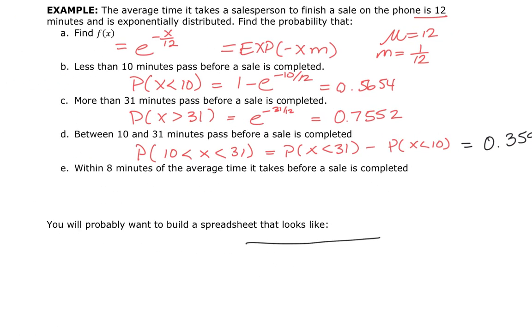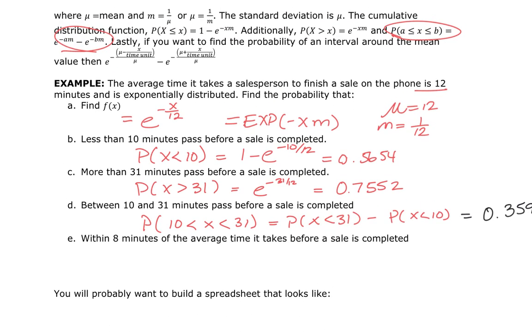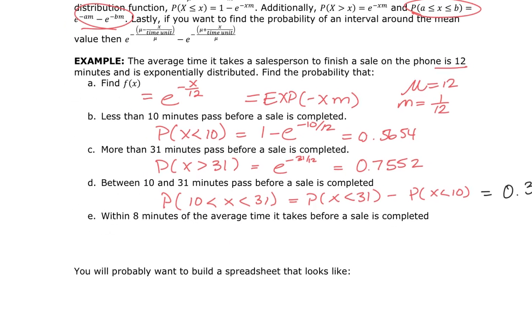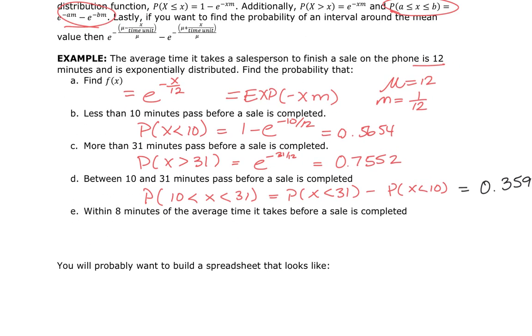Within 8 minutes of the average time it takes before a sale is completed. So this one is slightly different, and in fact what we're going to be using is this one here. If you want to find the probability of an interval around the mean, then this is what we're going to use. We're going to use E raised to the negative mu minus X over whatever time unit I have divided by mu, and then minus E raised to that. And then I should have put that on my spreadsheet and I didn't.